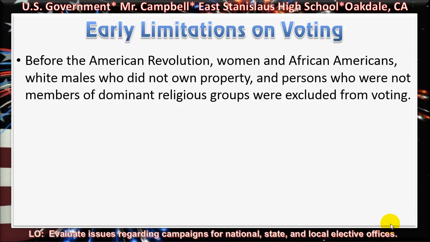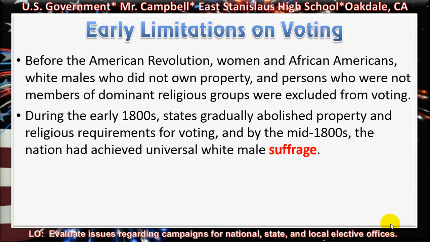Before the American Revolution, women and African Americans, white males who did not own property, and persons who were not members of dominant religious groups were excluded from voting. During the early 1800s, states gradually abolished property and religious requirements for voting, and by the mid-1800s, the nation had achieved universal white male suffrage, meaning that all white men could vote.